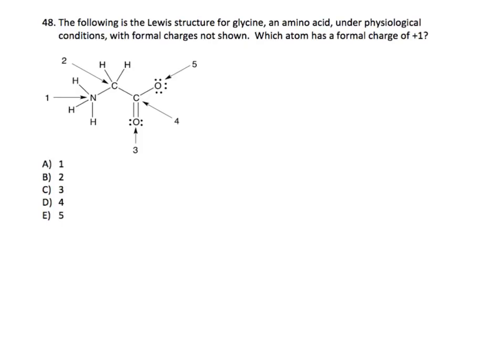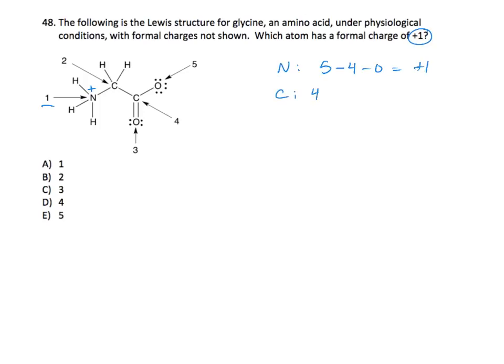Question 48 says, the following is the Lewis structure for glycine, an amino acid, under physiological conditions with formal charges not shown. Which atom has a formal charge of +1? Well, let's start at the top. Atom 1 is the nitrogen. As you can see, it's making 4 bonds and has no lone pairs. So its formal charge is going to be 5, which is its valence electrons, minus 4 for the number of bonds, minus 0 for the unshared electrons, equals +1. We landed on the correct one already. Let's put that in. We can finish the other ones off anyway.